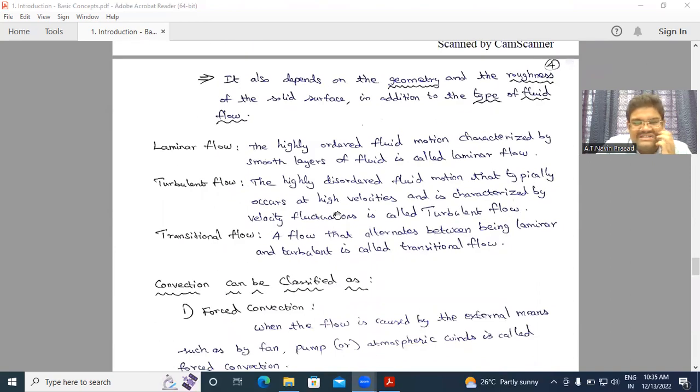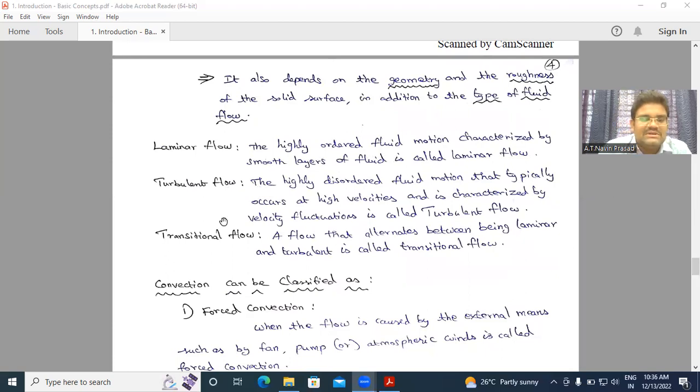So next is laminar flow, turbulent flow, and transitional flow. Laminar flow is nothing but fluid motion in the form of smooth layers, a highly ordered motion. In turbulent flow, the fluid motion will be highly disordered, which occurs due to higher velocity and velocity fluctuations. So it is called turbulent flow. And transitional flow is the combination of both laminar flow and turbulent flow.